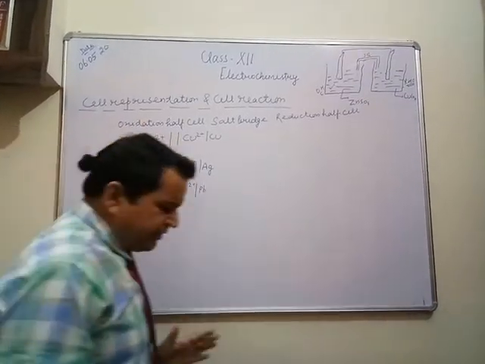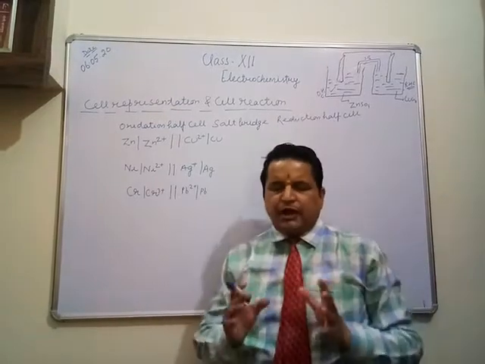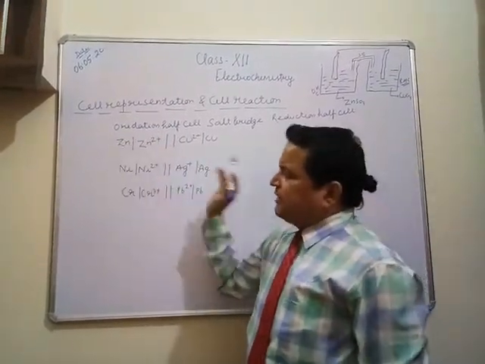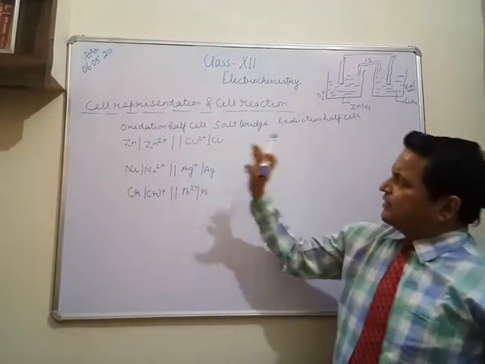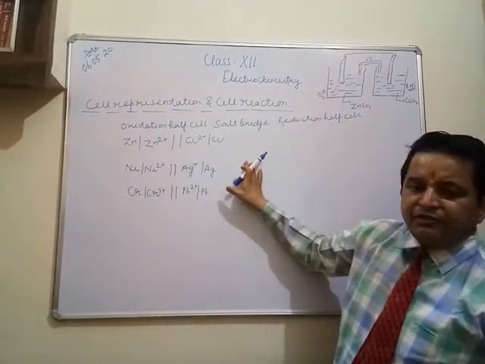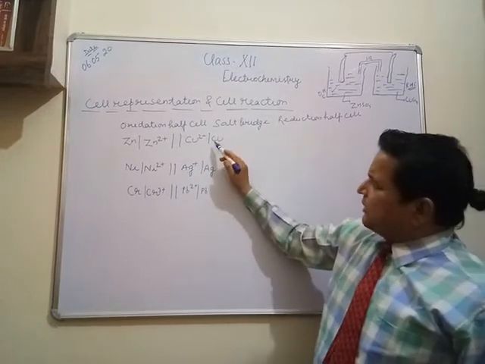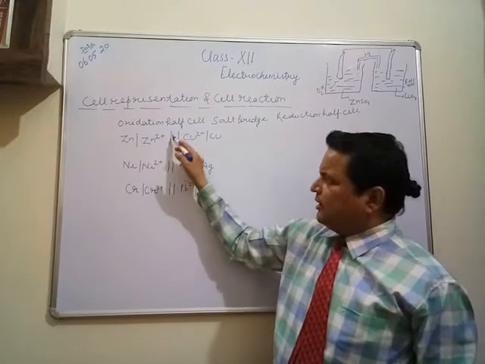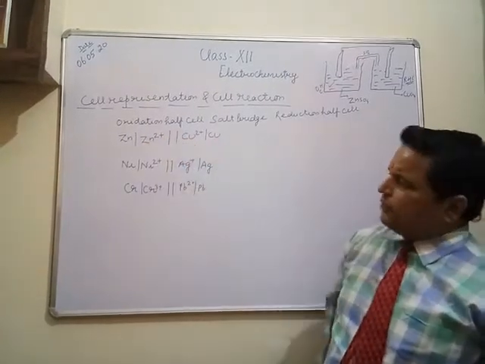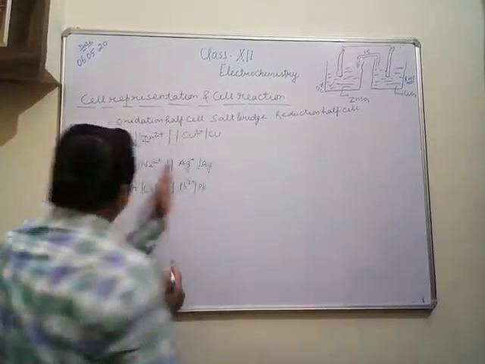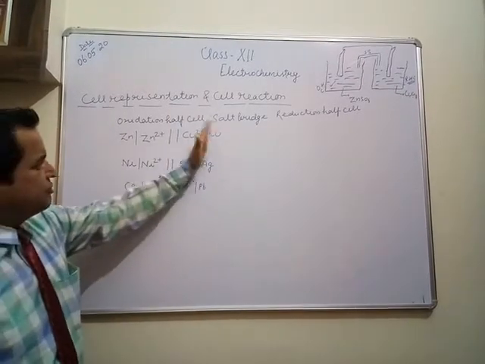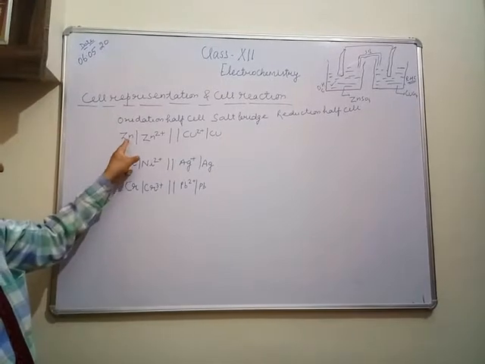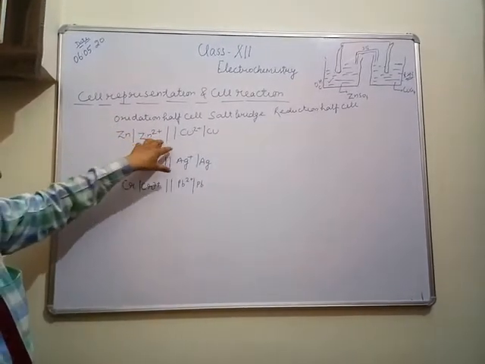Whenever we represent the cell, we have to keep in mind that the oxidation half cell will always be on the left hand side and the reduction half cell will be on the right hand side, right? Where reduction takes place, that is the cathode, and the oxidation one is called the anode. Means the anode part will be on the left hand side and the cathode part, means reduction, will be on the right hand side, right? So how will we represent it?